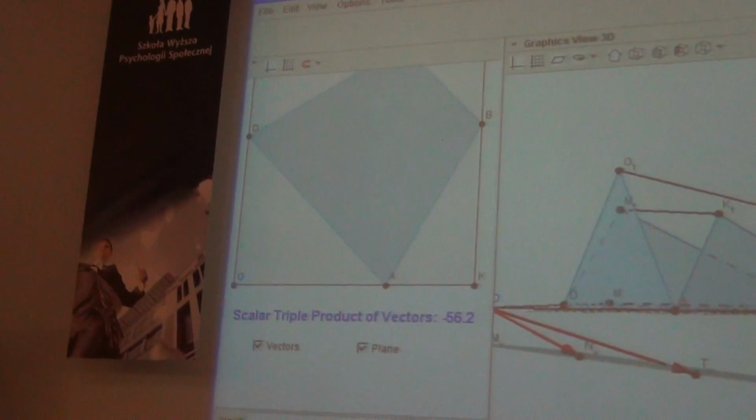Any question? So, thank you. Our next speaker is Petra Surynkova, and her talk is about kinematic geometry.